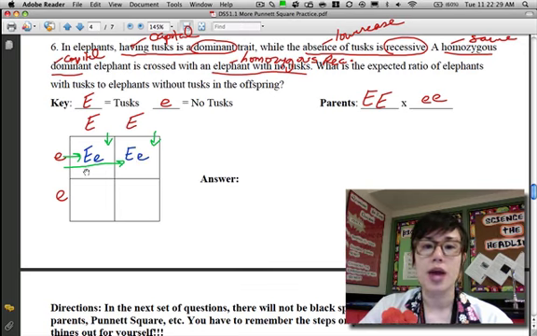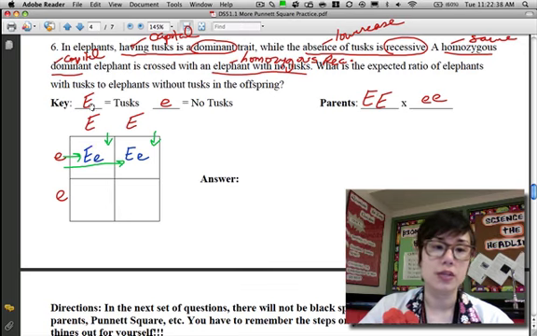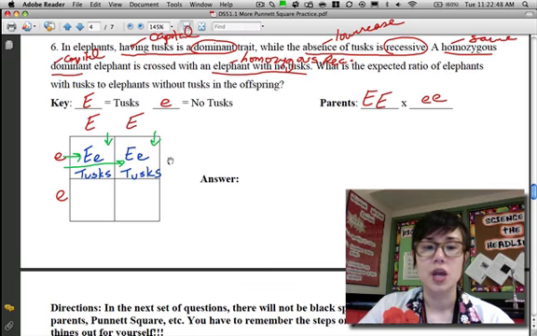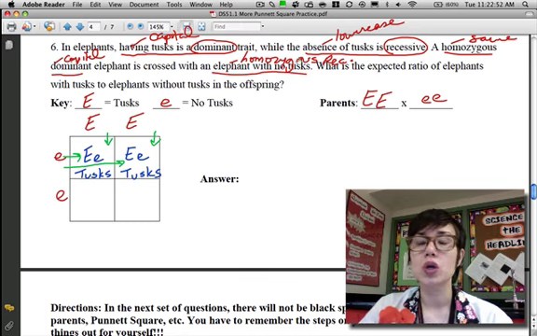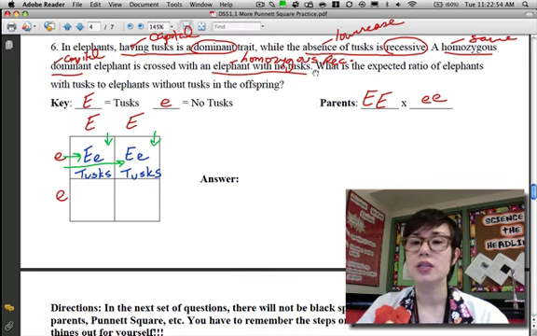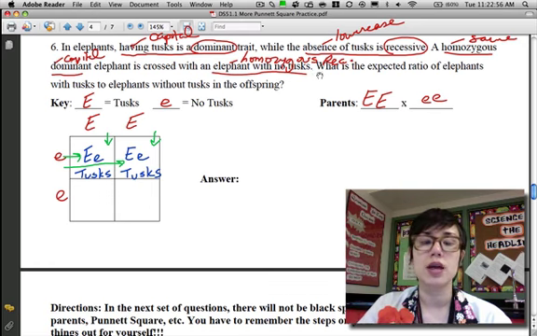I'm also going to go ahead and write down what each phenotype is just so I don't get confused. Anytime there's a capital letter next to a lowercase letter, we only see the capital. So let's look up at our key. A capital E equals tusks, so I'm going to write that down. And then this happens to be the same genotype, so I'm going to write tusks again. Go ahead and fill in the last two quadrants of your Punnett square and then look up at the question. It's asking you, what is the expected ratio of elephants with tusks to elephants without tusks in the offspring? Good luck.